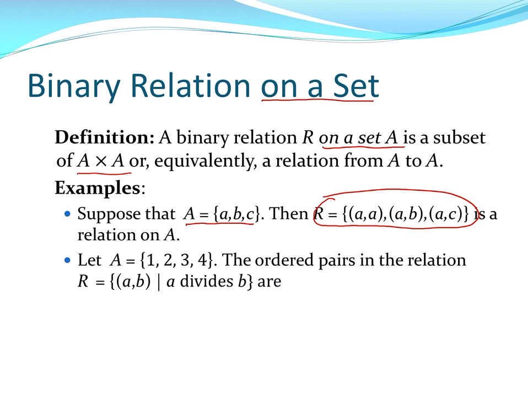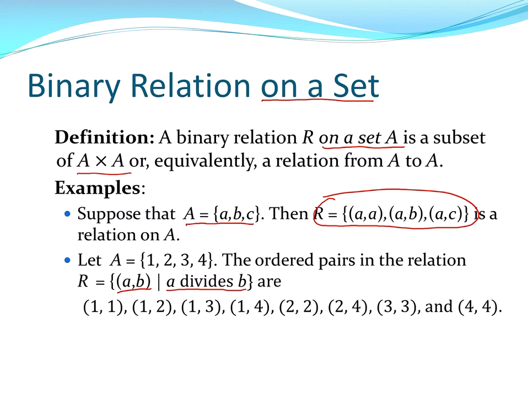Here's another set A, the integers 1, 2, 3, and 4. And I'm going to say that the relation is the ordered pairs (a, b) when a divides b. Let's take a look at it. Okay, here are the elements of R.